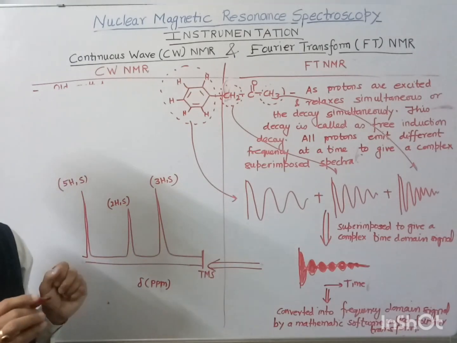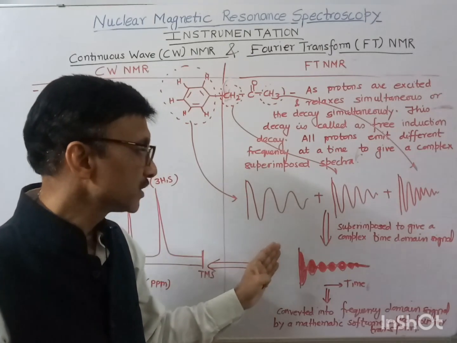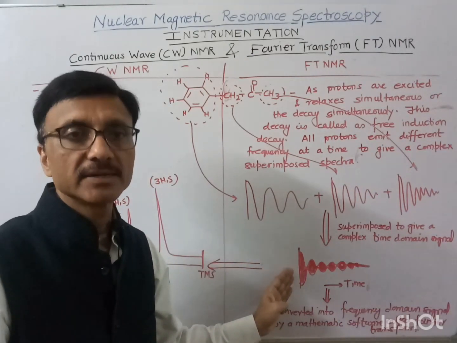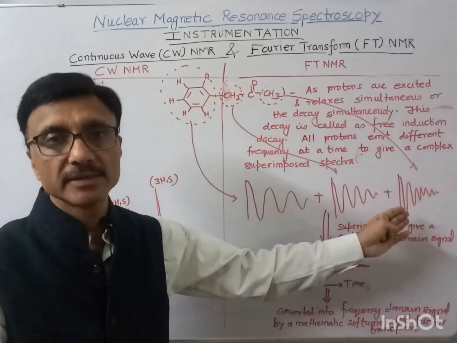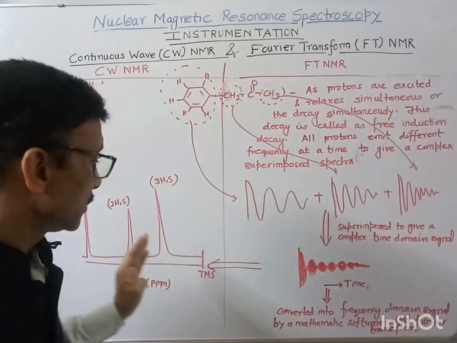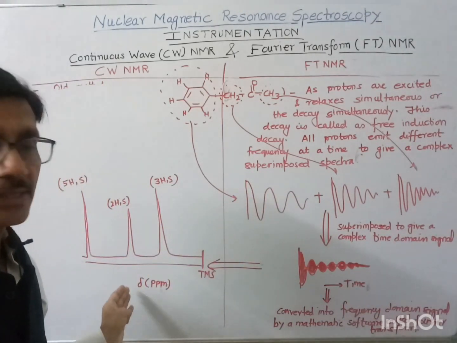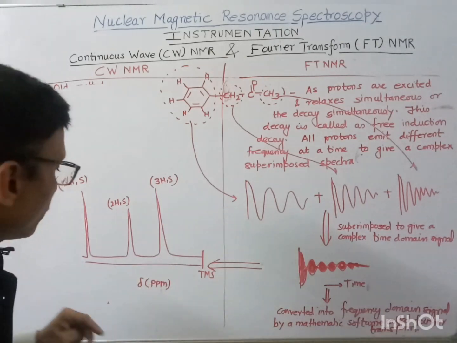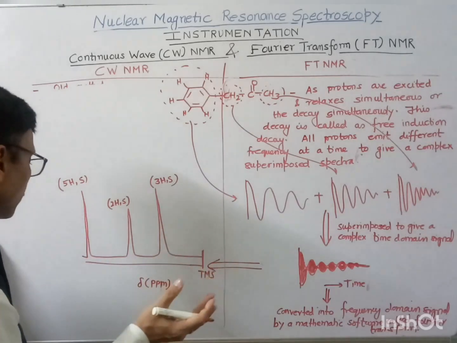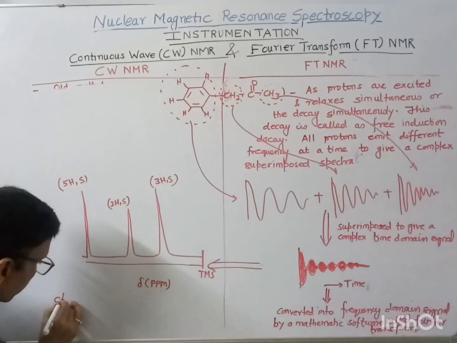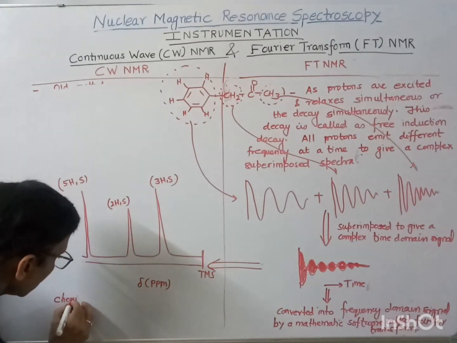So this is called the chemical shift. Suppose this signal resonates at 10 hertz, this resonates at 8 hertz, this resonates at 4 hertz, like this. This frequency is then converted into the delta value by the formula we know. I will discuss this chemical shift in another lecture. The frequency of the signal can be converted into the delta value by the chemical shift formula.